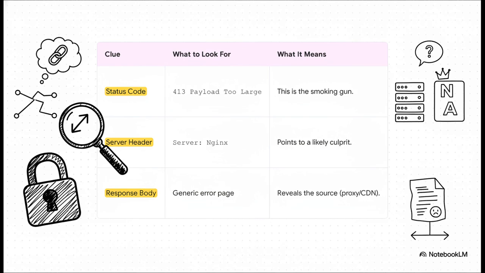So what you want to do is go to your browser's network tab and find that failed request. The first thing you'll see is the status code, 413 Payload Too Large. That's our confirmation. But here's the pro tip, where things get really interesting. Look at the response headers. Do you see a server header that says Nginx or Apache? Well, that's like finding a business card at a crime scene. It points directly to a suspect. And sometimes the response body itself is a huge giveaway. It might be a generic error page from your proxy or your CDN, literally telling you who blocked the request.